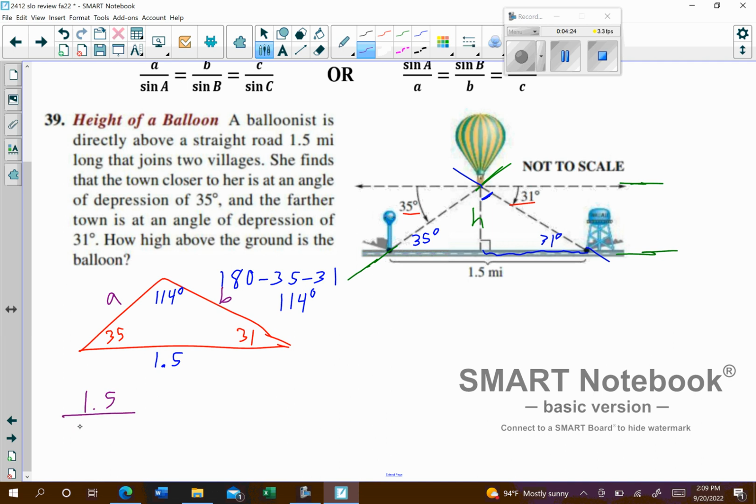So I'm going to do 1.5 divided by sine of the angle across from that, which would be 114. And that ratio would be equivalent to, we'll work with A over here, A divided by the sine of the angle across from that, which would be 31. So sine of 31. And so now what we'll do is cross multiply, or well, actually, no, I don't even need to cross multiply. I'm just going to multiply both sides by sine of 31.